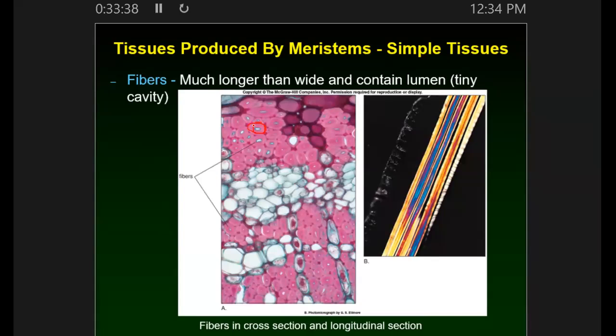They cluster together, similar to the parenchyma, but remember, parenchyma are living cells. Here we have clusters of fibers, but they're dead. But even though they're dead, they're super important. And I'll show you when we start getting into vascular tissue, you're going to see a bunch of fibers near there because they help protect the very precious vascular tissue.